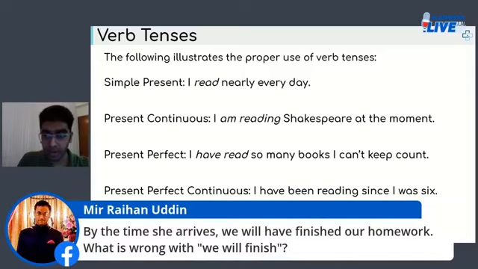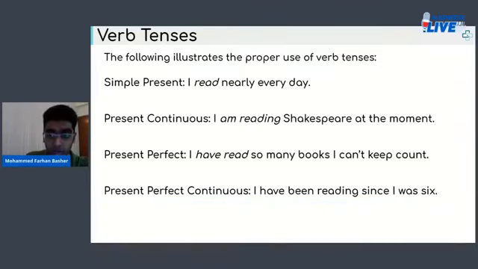We have a question here from Mir Raihanuddin asking, by the time she arrives, we will have finished our homework. What is wrong with we will finish? A very good question. I will answer your question when we discuss the future tense forms.